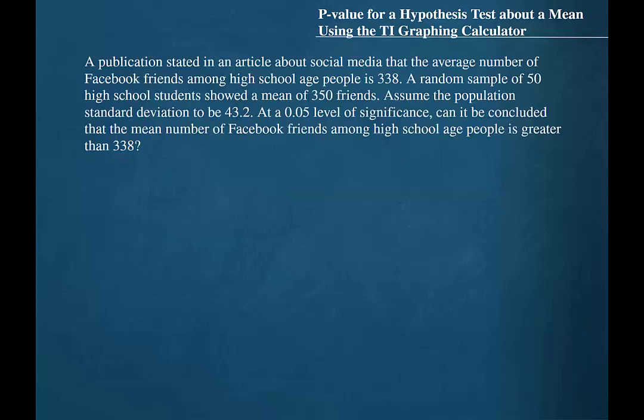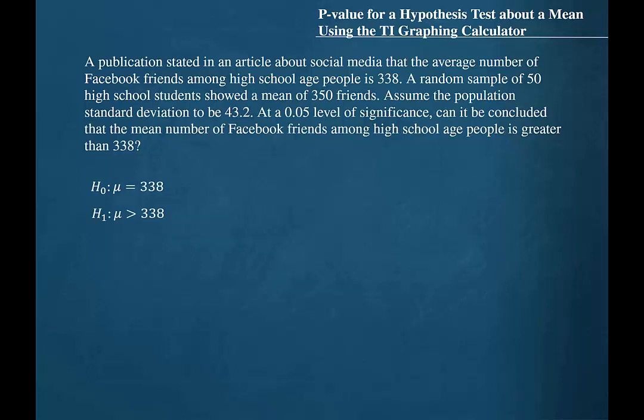A publication stated in an article about social media that the average number of Facebook friends among high school age people is 338. A random sample of 50 high school students showed a mean of 350 friends. Assume the population standard deviation to be 43.2. At a 0.05 level of significance, can it be concluded that the mean number of Facebook friends among high school age people is greater than 338?